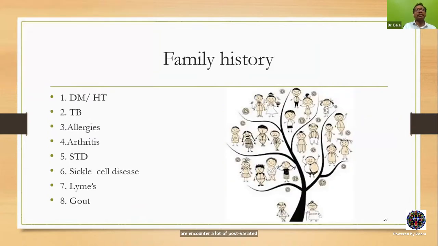So family history is also relevant. Diseases that run in family apart from uveitis, like you have to pay attention to familial diabetes, family history of hypertension, or there could be history of tuberculosis, allergies, or arthritis, sexually transmitted diseases, or even sickle cell disease, Lyme's, gout could be there in the differentials. So family history, whether the father, mother, any of their relatives, anywhere in the family, and all this family history of systemic condition that merits long-term treatment with multiple medications, covering all these has to be kept in a note.